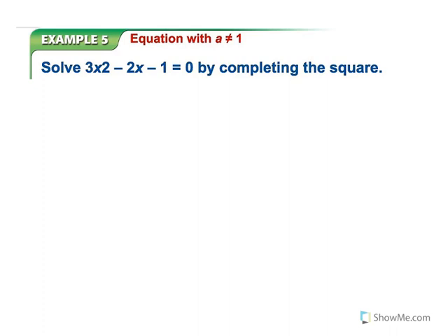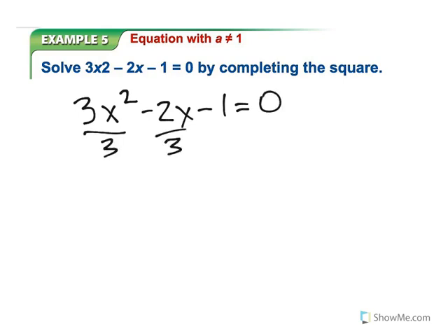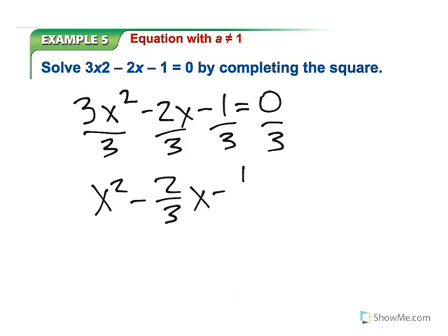Alright, so example 5, we're going to take 3x squared minus 2x minus 1 equals 0 and complete the square. Well, the first thing we notice is that x squared does not have a 1 in front of it. We actually have a 3. So the first thing we have to do is divide everything by 3 before we are allowed to complete the square. So we're going to get x squared minus 2/3 x minus 1/3 equals 0.